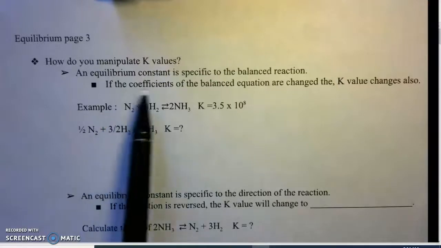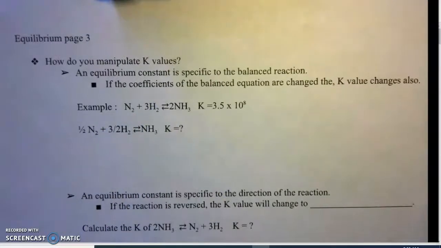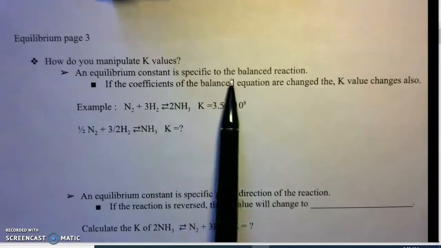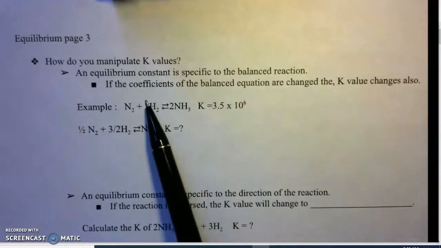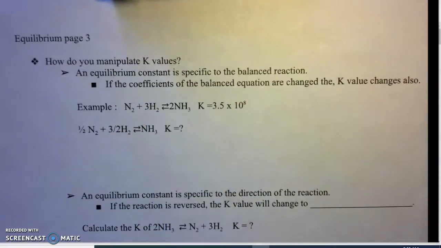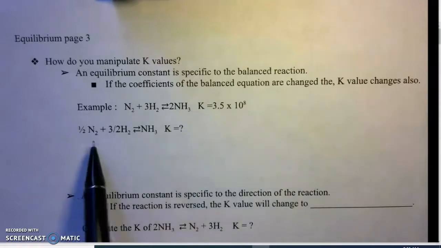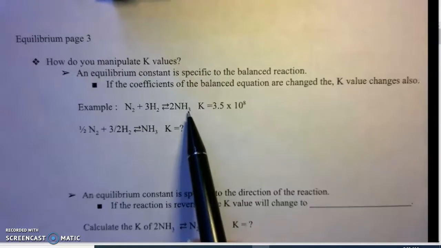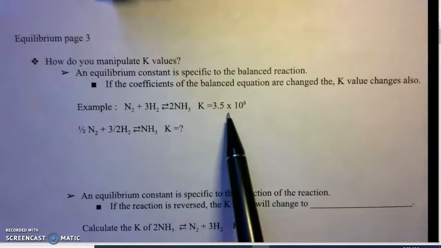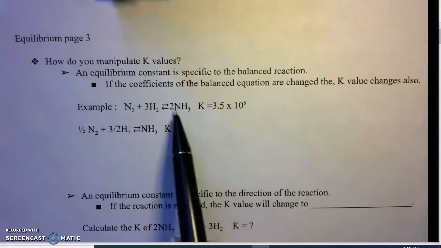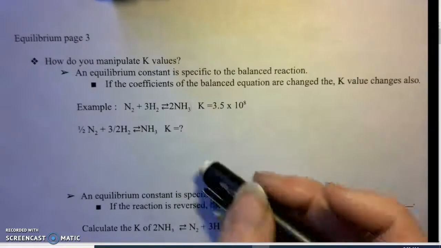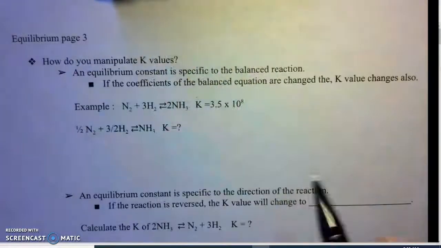We're going to look at how you manipulate k-values in this screencast. Equilibrium constants are specific to the balanced equation. So if you're changing the coefficients of the balanced equation, your k-value is going to change as well. If we look at the normal way we would balance the formation of ammonia equation, it gives a k-value of 3.5 times 10 to the 8th. So remember that this is highly favored to be the product of NH3 rather than the free elements.